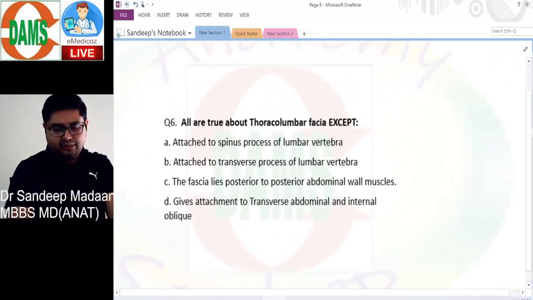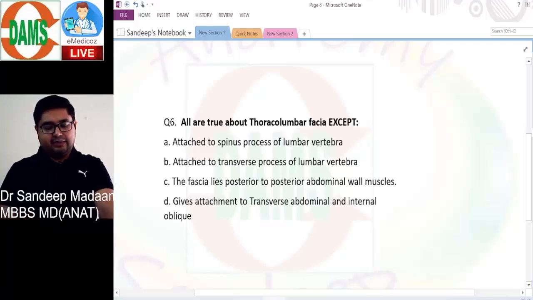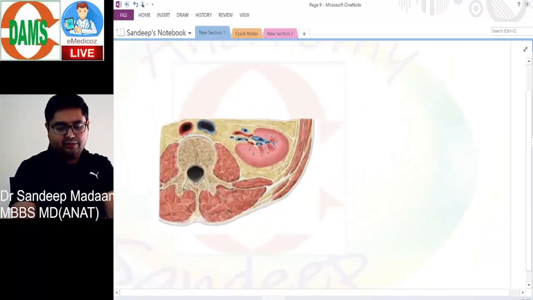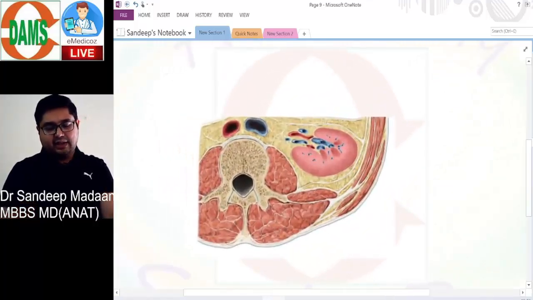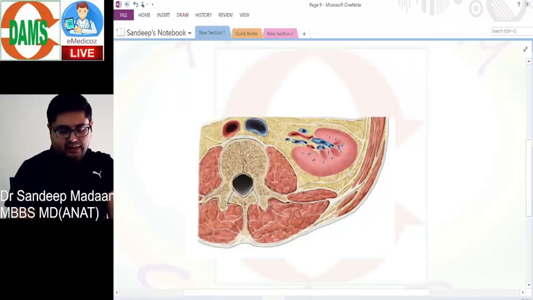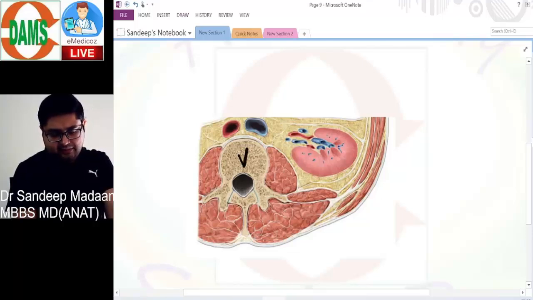Next question is this. All are true about thoracolumbar fascia except. Now let us discuss the thoracolumbar fascia and then we'll come back to the question. When you talk about the thoracolumbar fascia, where exactly it is present and how it is present, let me describe this part to you. See, this is the vertebra, this part is the spinous process and this part is the transverse process of the vertebra, right? We appreciate.